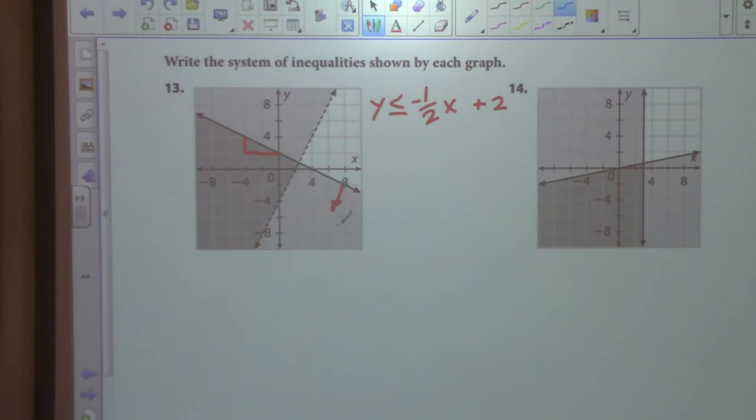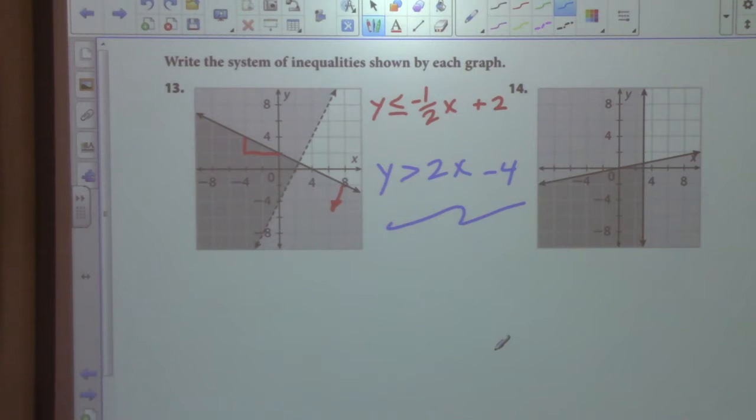And then the next one, we have the dashed line. So is it y equal to? No, it's equal to and greater than. And what's going to be our y-intercept here? -4. So I'm going to put -4 over here. And then what is the slope of this going to be? Up 2 over 1, so 2x. And so that's going to be it.